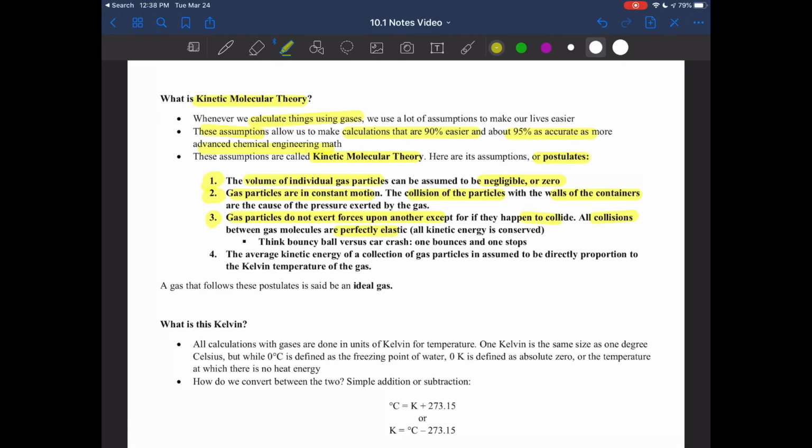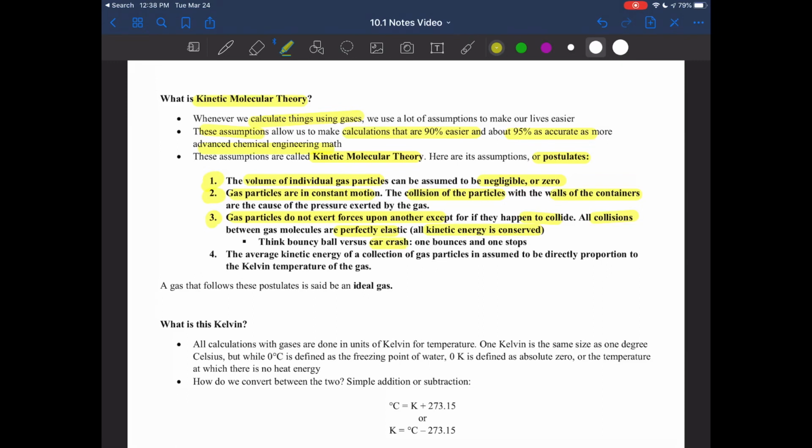So what does it mean when something is perfectly elastic? That means that all kinetic energy is conserved. More of a physics term here, but I want you to think of a bouncy ball. When you bounce a super bouncy ball, it pretty much goes to the exact same height that you bounced it from. That's a very elastic collision.